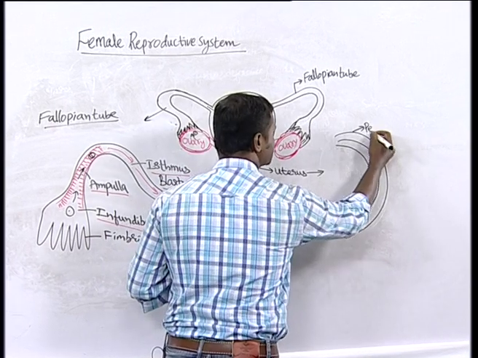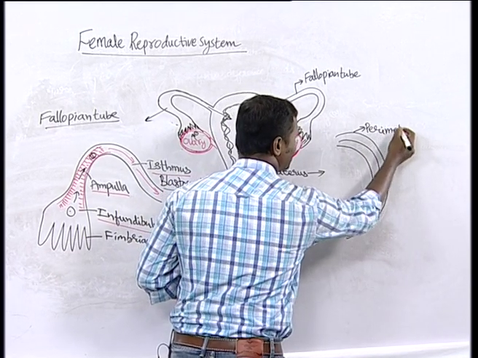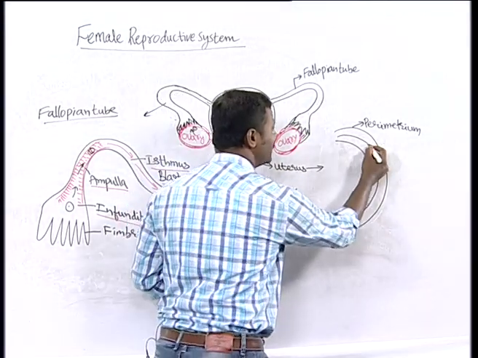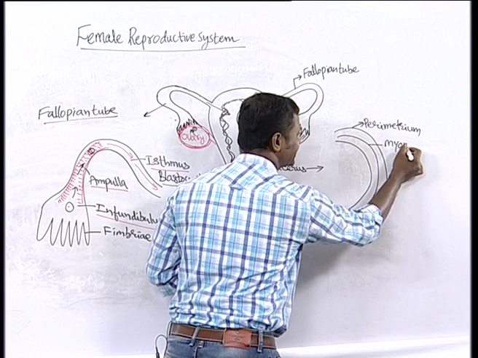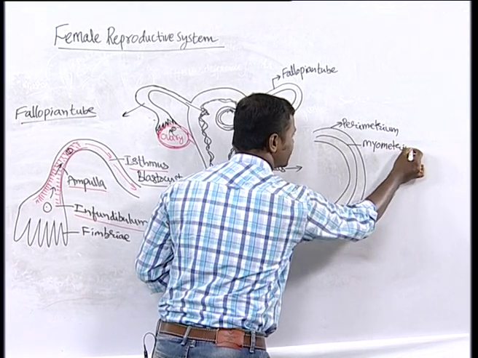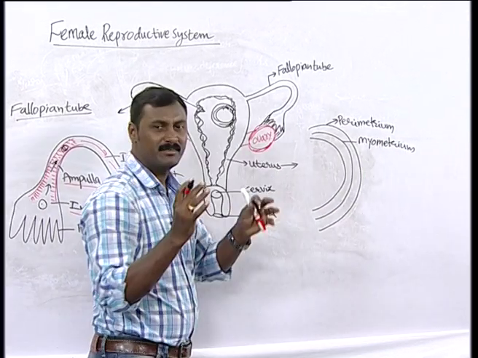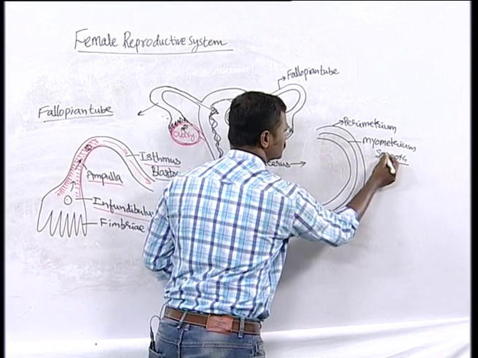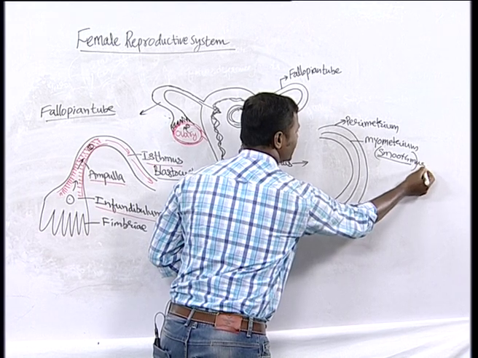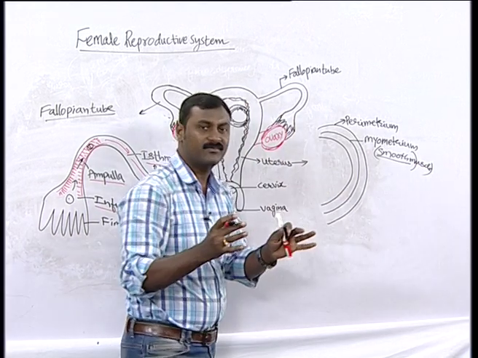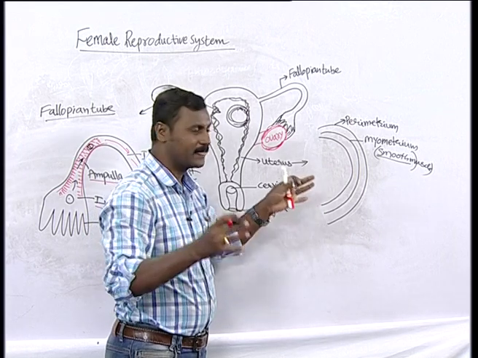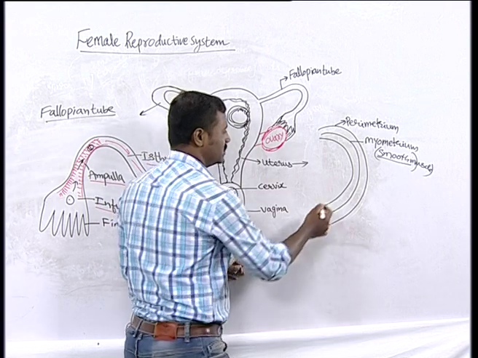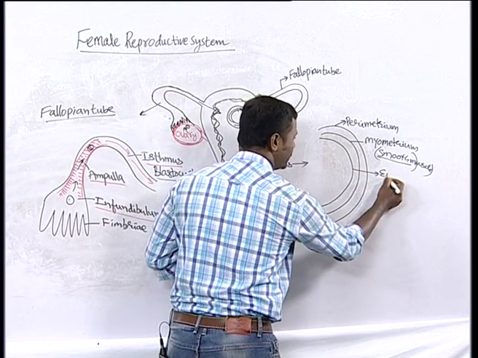The outer layer is called perimetrium and the middle layer is called myometrium. This myometrium layer is very important because it is made with smooth muscles. That's why it is very important, because at the time of child delivery, the contractions of the myometrium are very important. And the other structure is the endometrium.